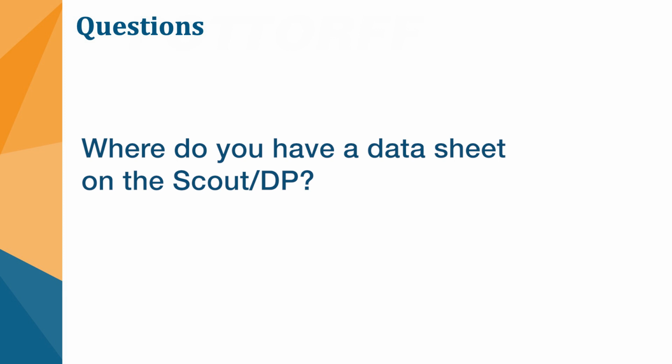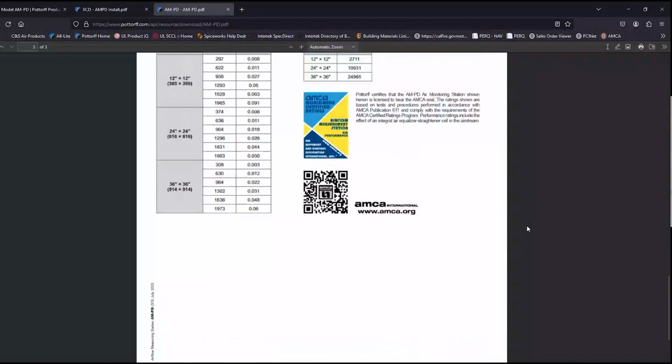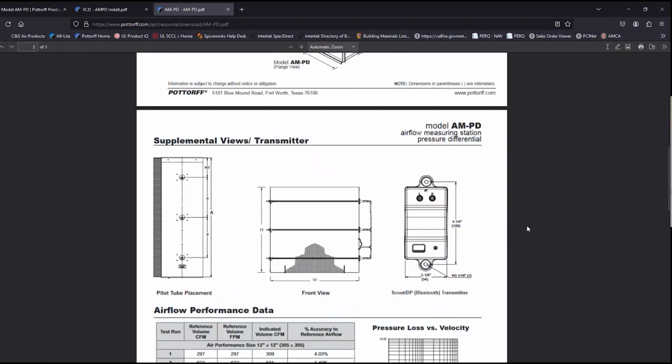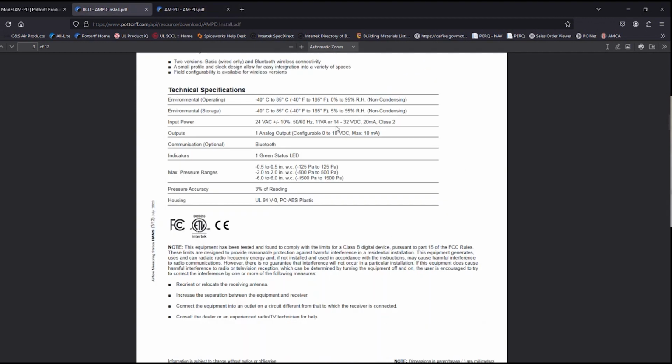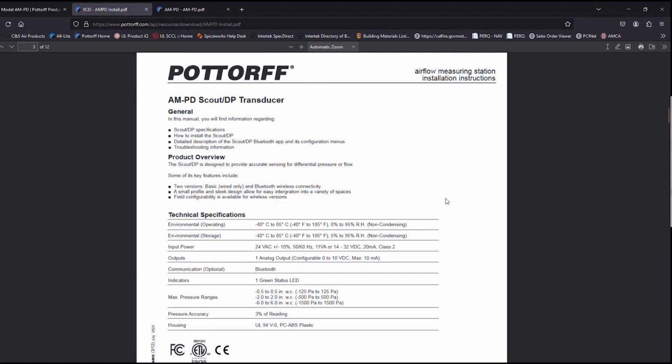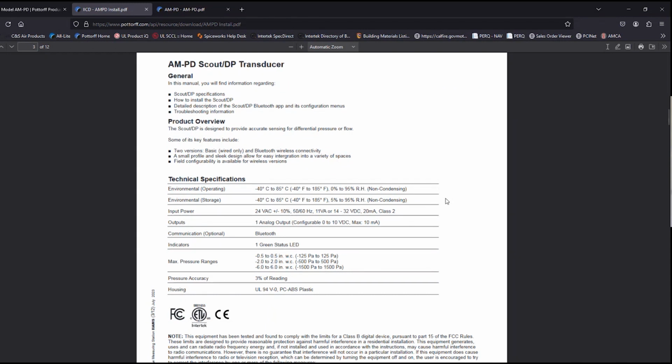And I can show you what we're looking at. Let me switch over quickly. I can share the website. So here's our installation manual, and the third page is the catalog sheet. Here's the physical unit itself, and on the third page, I think this is what you're looking for for the Scout, right? It's got your pressure ranges, your inputs, your outputs, operating temperatures.